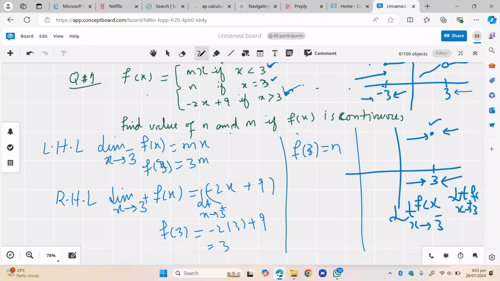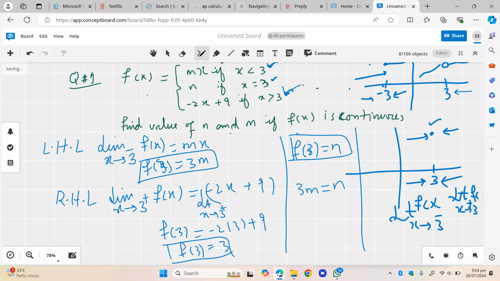So we are going to use these three values. We got f of 3 is equal to 3, and f of 3 is equal to 3m, and f of 3 is equal to n, and they all are the same. So it means that we can compare them. So it would mean that 3m is equal to n, and it is also equal to 3.